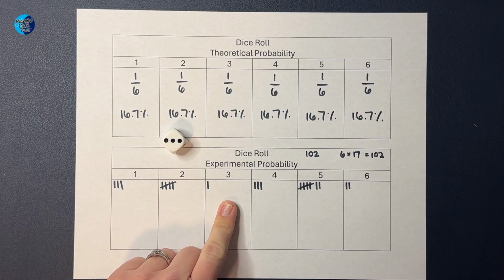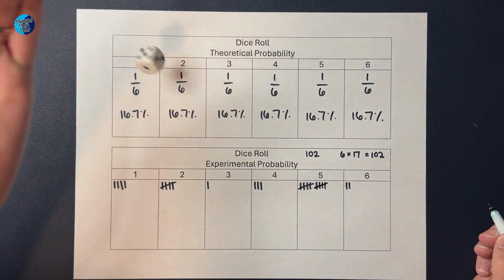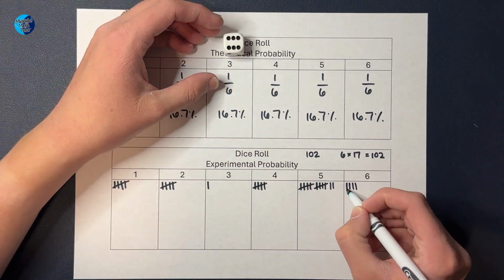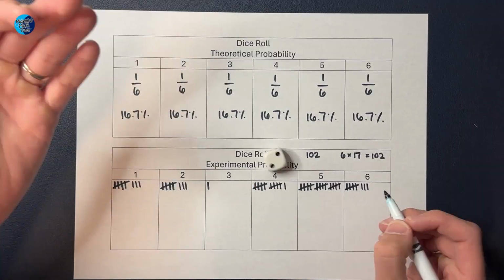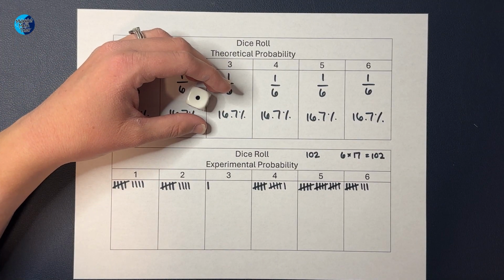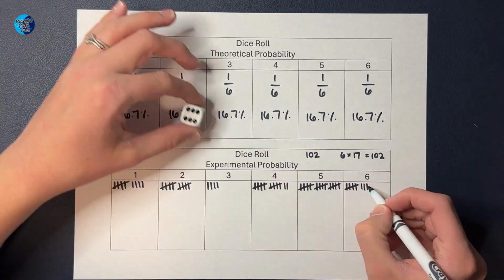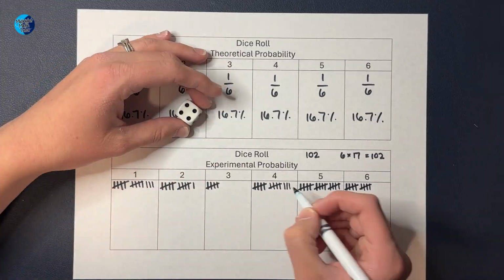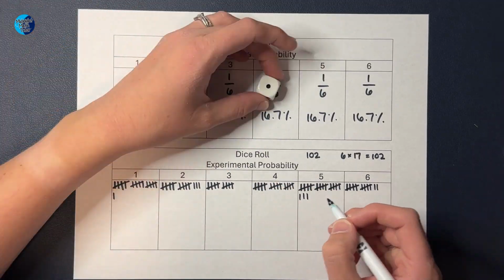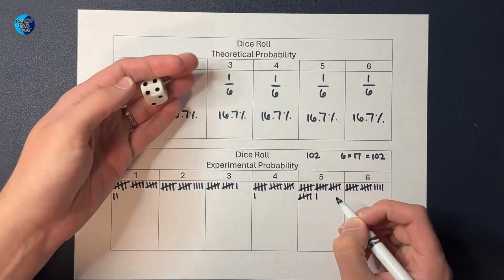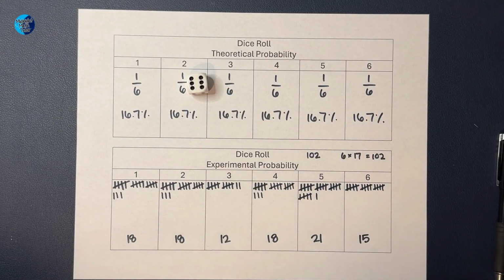Oh my gosh, I finally got a 3, you guys. Oh man, we just love 5s today. What the heck, you guys? I don't know why I've only rolled 1 3. There we go. All right, there you go.